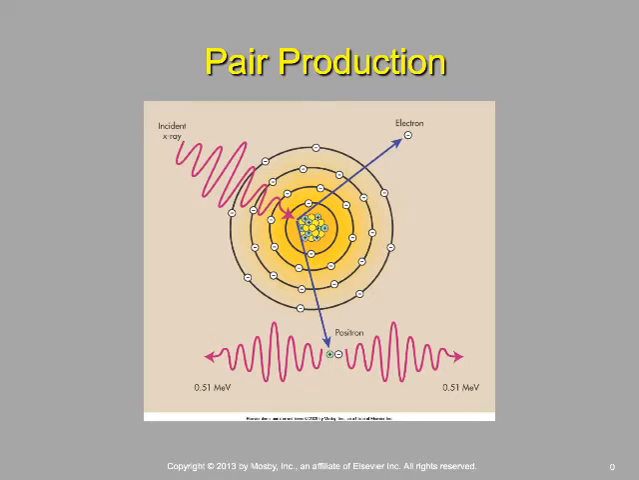Pair production, again, is only going to happen, I think it's at 1.06 MeV and higher, maybe it's 1.02 MeV and higher. So this is outside of the diagnostic range of energies. We could have a photon interact with a neutron, completely destroying the neutron and producing an electron and a positron. Now, a positron is a really weird thing. It has the same mass as an electron, but it has a positive charge, right?